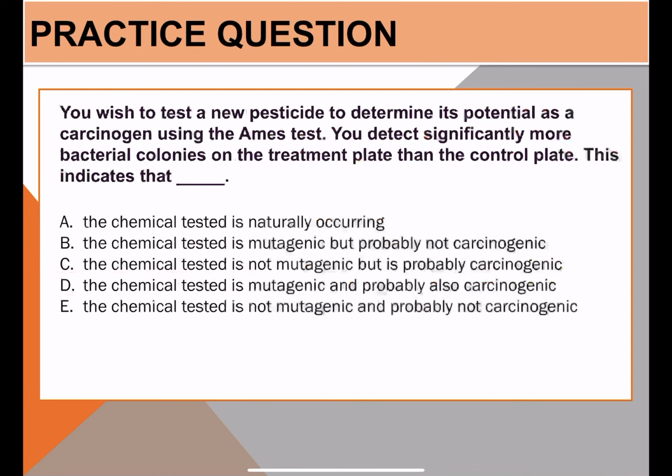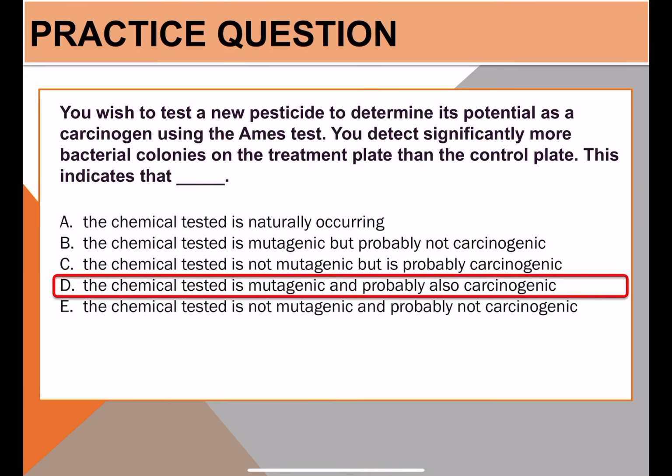You wish to test a new pesticide to determine its potential as a carcinogen using the Ames test. You detect significantly more bacterial colonies on the treatment plate than the control plate. This indicates that the chemical tested is mutagenic and probably also carcinogenic. Remember I said how oftentimes when something is mutagenic, it is also carcinogenic. It is more likely to cause cancer if it can cause mutation, okay?